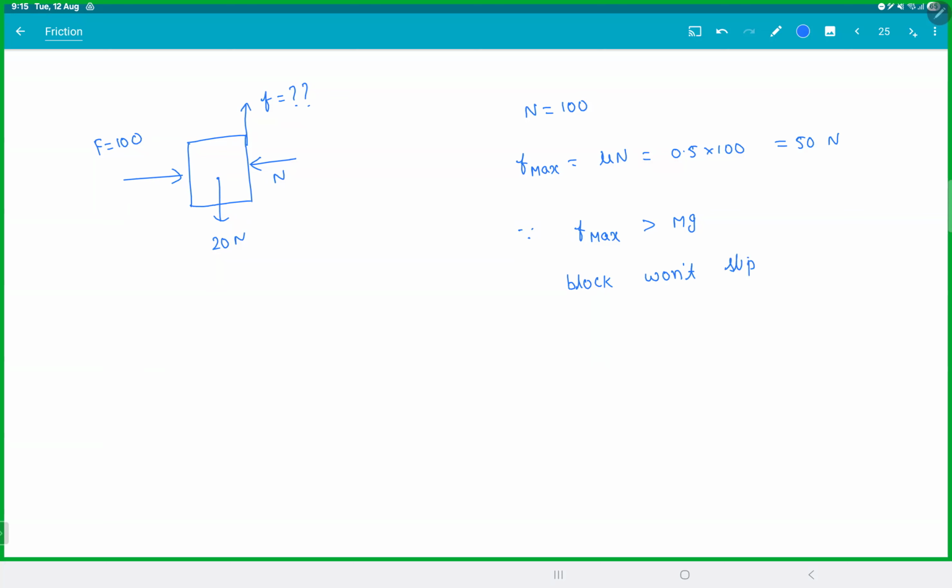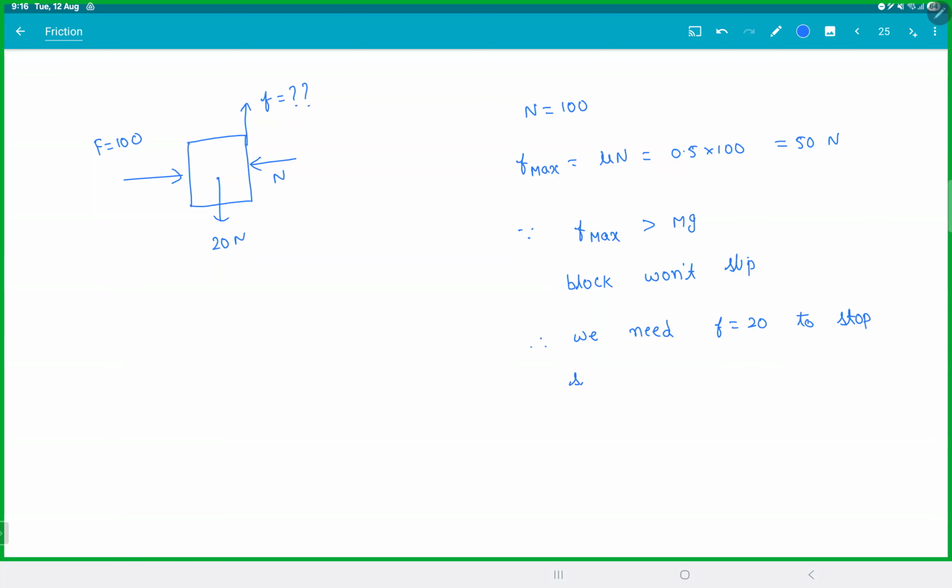Now ask yourself, mg is saying, yeah, I need only 20 N to stop the block. Friction needs only 20 to stop the block. I can give you 50, but why would I give 50? So therefore, we need only 20 newtons. So don't put 50. That's what I'm saying. We need F equal to 20 to stop the slipping.